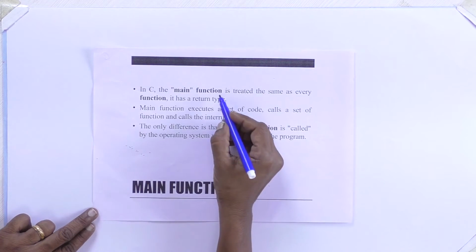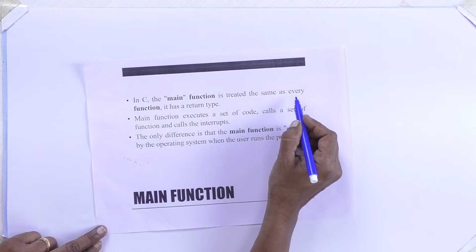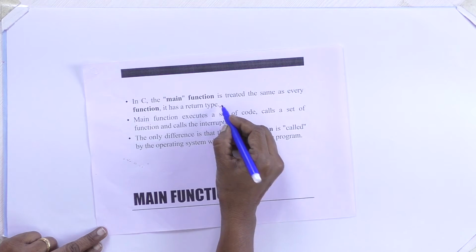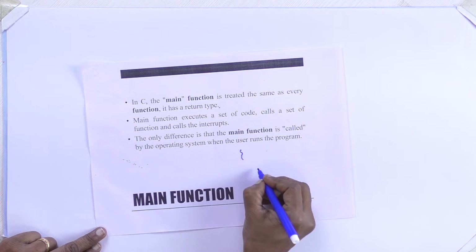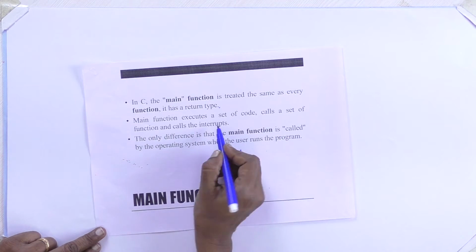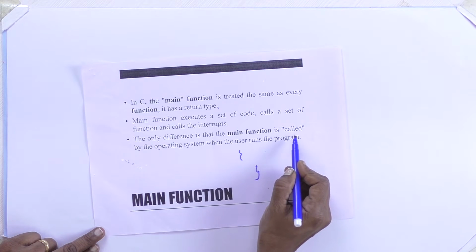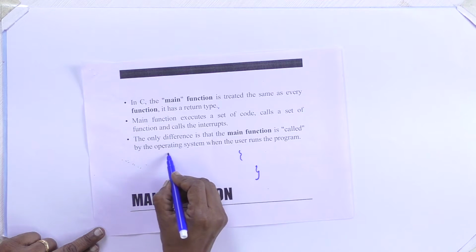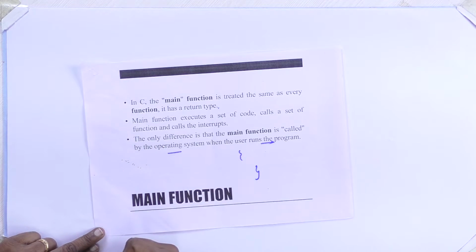In C, the main function is treated the same as every function. It has a return type. The main function executes a set of codes, calls a set of functions, and calls the interrupts also. The only difference is that the main function is called by the operating system when the user runs the program.